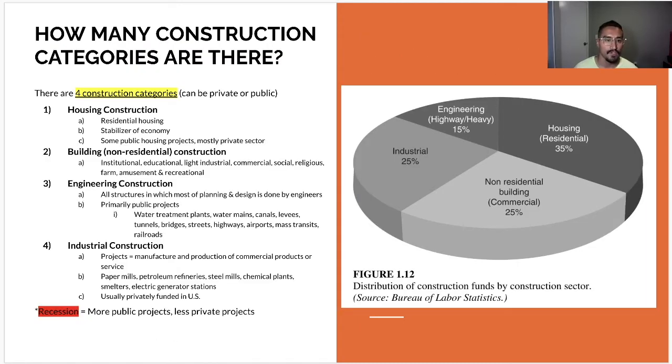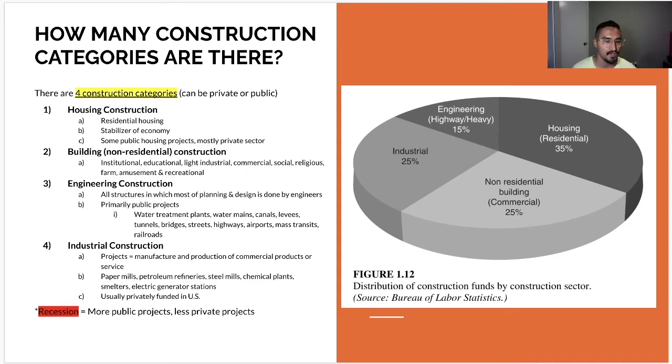So there are 4 construction categories, and these can be in private sector or the public sector. The first one is housing construction. These are residential housing. Some of them can be public, but most are private. The second is building non-residential construction. These are institutions, educational centers, light industrial, commercial, social, religious, farm, amusement, and recreational projects.